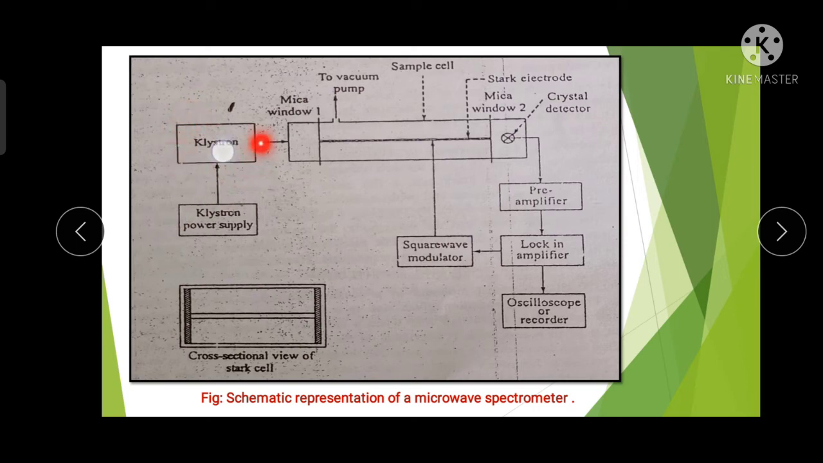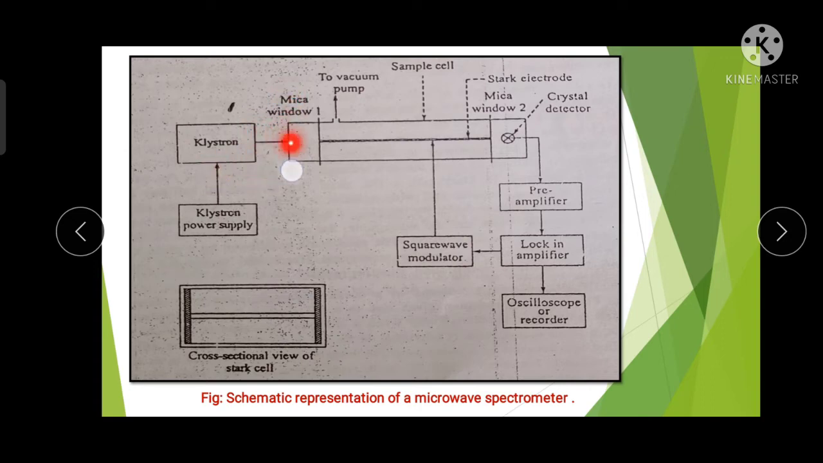So here is the klystron power supply. Here is a klystron, and this is the cross sectional view of the Stark cell. The middle line is the Stark cell, and this is the zoomed cross sectional view of it. First of all, we have a klystron source, a microwave source which emits monochromatic microwave radiation, and this klystron source needs a power supply.